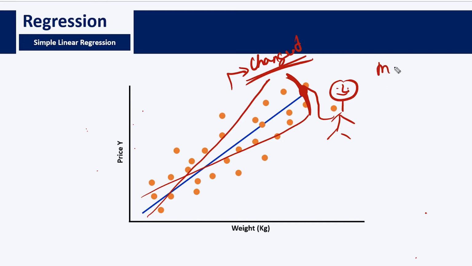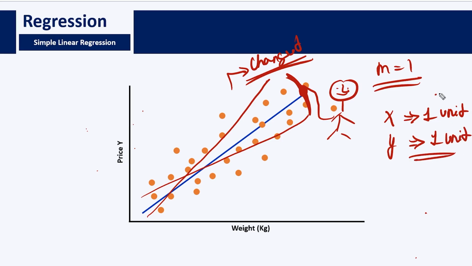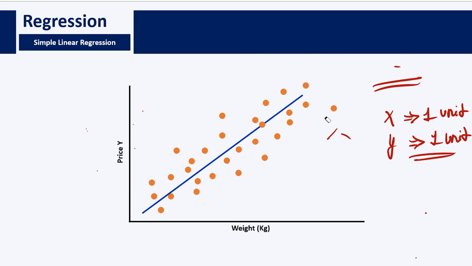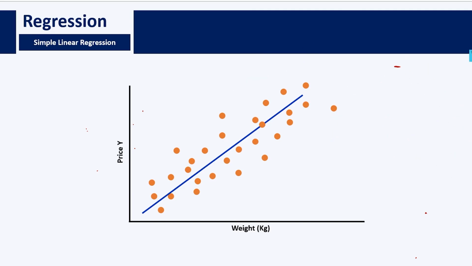So let's suppose my m is 1. What does it mean? It means if I change x by 1 unit, my y also changes by 1 unit. This is the meaning of slope equals 1. So if I am changing the value of slope, basically the position of the line is being changed in this particular case. So like this, I am reducing the loss. I cannot make it 0, but I can minimize it. So this is basically the working of the linear regression algorithm. Now we have understood the theory of linear regression. Now let's look at the practical part of linear regression.